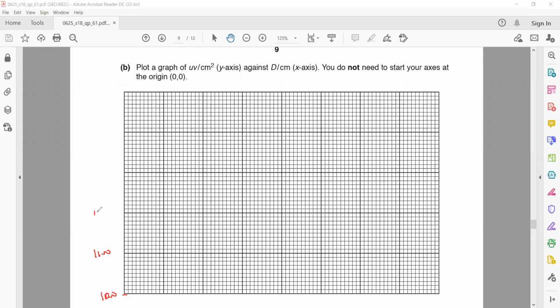1100, 1200, 1300, 1400. That is the value for U multiplied by V, which is centimeter square. You should label the axis as well.